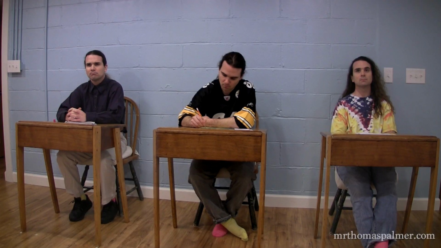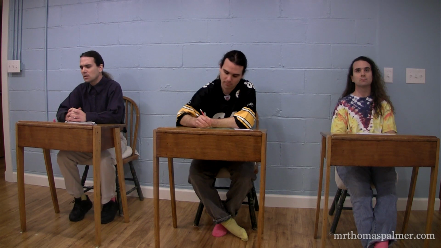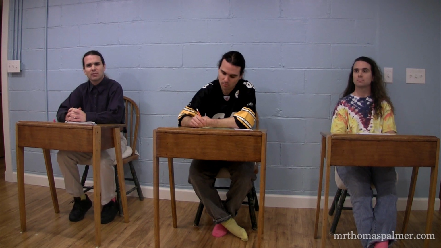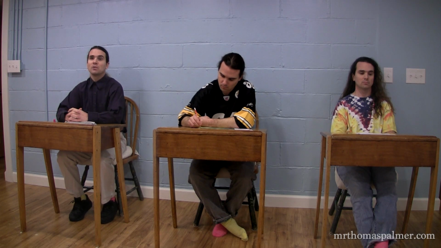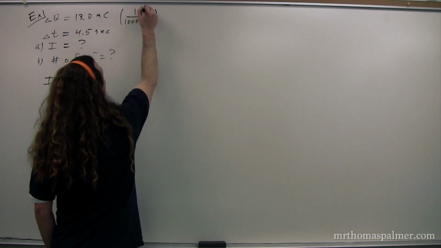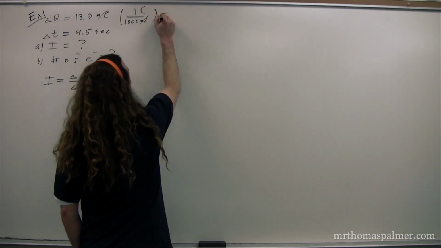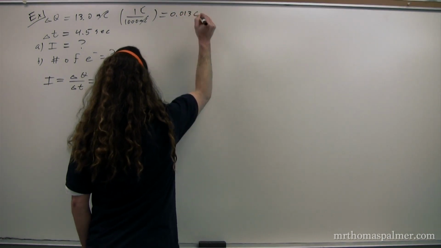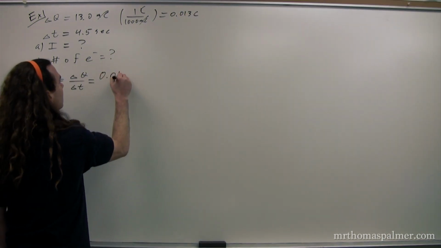Great. Billy, why don't you work on part A? Tell me, how do we solve this? Well, we start with the equation for current: current equals change in charge over the change in time. Oh, but we need to convert the dimensions for charge to coulombs. There are 1,000 millicoulombs in 1 coulomb. And in order to cancel out the millicoulombs, we need to use 1 coulomb over 1,000 millicoulombs. That gives us 0.013 coulombs for our charge.